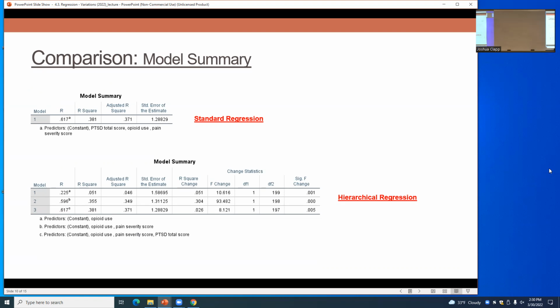Really huge F value. And so, yep, we have evidence that yes, including pain severity into this model does account for a greater proportion of variability in our outcome above and beyond just having opiate use on its own, okay? Step 3, this is our model now with opiate use, pain severity, and PTSD. Getting an increase, but it's a smaller increase. We go from 0.355 to 0.381. That's an R squared change of 0.026, right?